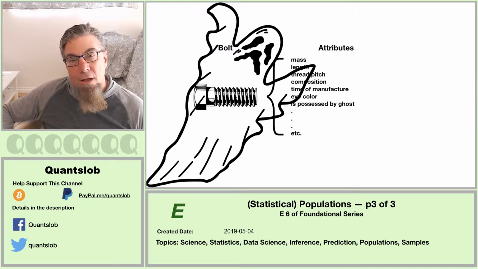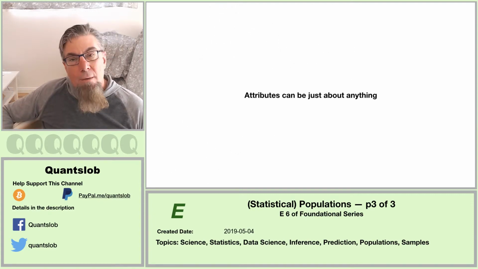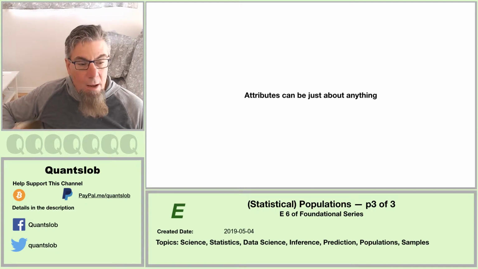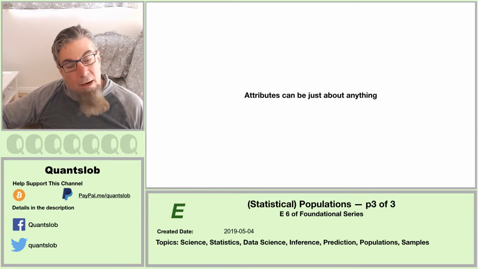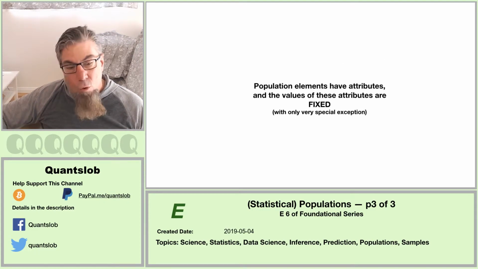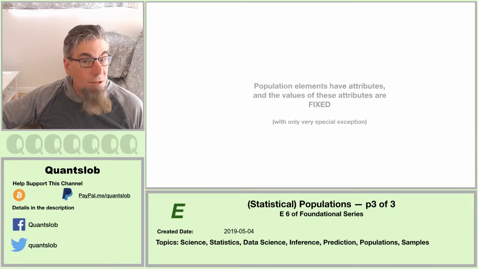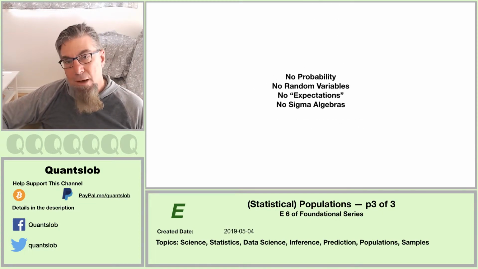I thought I was kidding around there, but there's an important point here. We must enjoy great liberty in ascribing attributes to units. And an attribute can be almost anything. An attribute can even be a function of other attributes. With only very special exception, as far as QuantSlob goes, the attributes of elements within our population have assigned values that are fixed. This is true whether the units are members of concrete populations or imaginary populations, or if the attribute is nonsensical, like a bolt being possessed by a ghost.